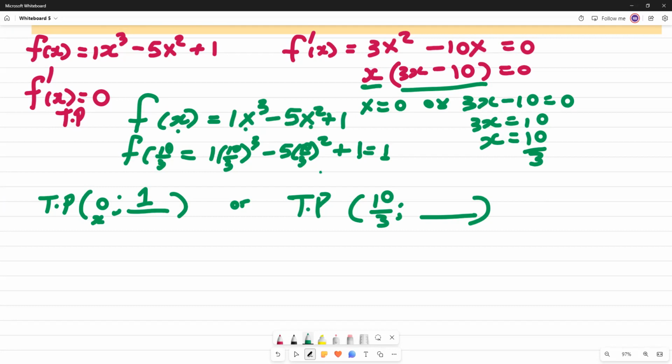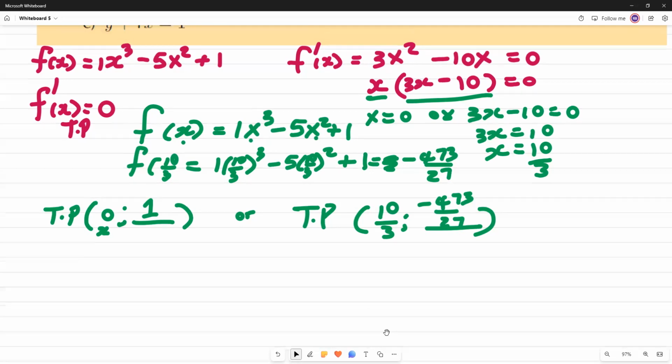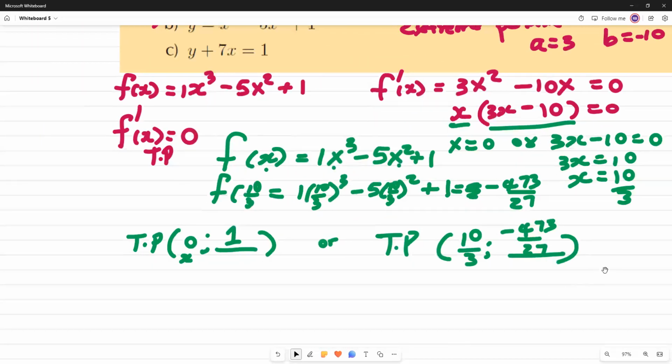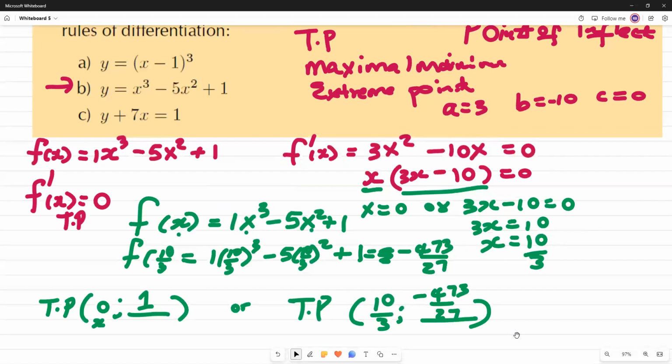I get, in this case, negative 473 over 27. You write it down there. It's negative 473 over 27. Do we see it? Perfect. And now we have both turning points of a cubic function. A cubic function has 2 turning points.